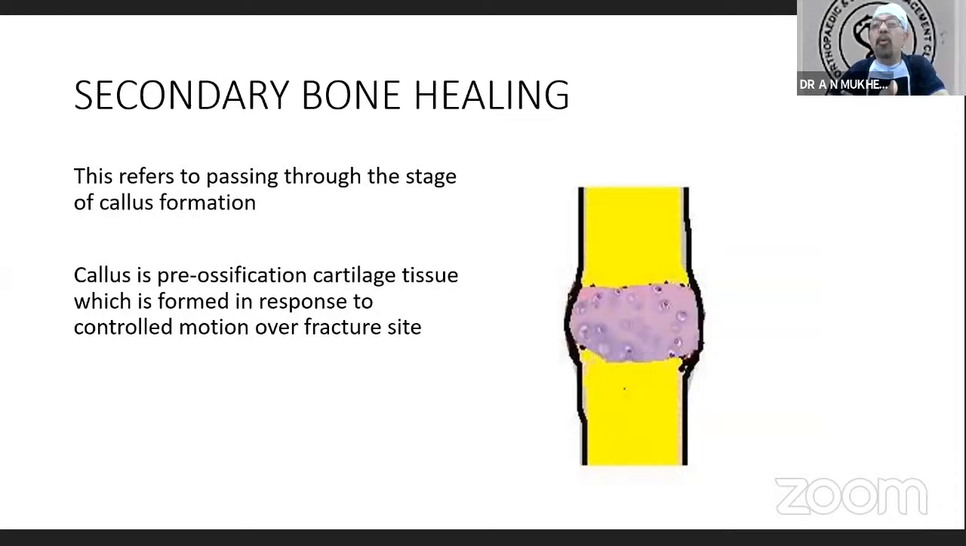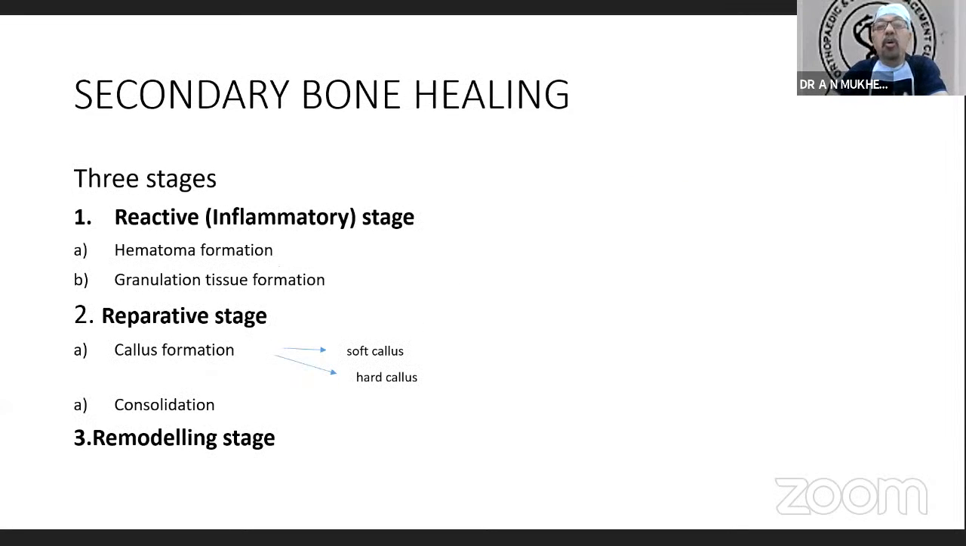Secondary bone healing refers to healing that passes through the stage of callus formation. Callus is pre-ossification cartilage tissue, which is formed in response to controlled motion over the fracture site. So bone healing is basically of three stages, as we all know: the reactive or inflammatory stage, where there is hematoma formation and granulation tissue formation, and the reparative stage, where the callus is formed, basically of two types, one soft callus, another hard callus.